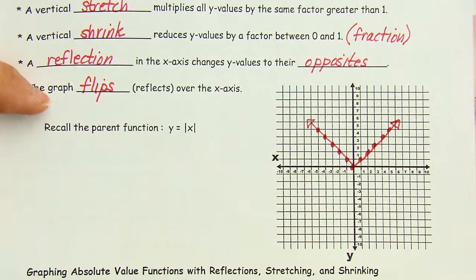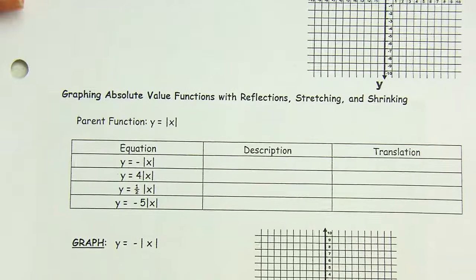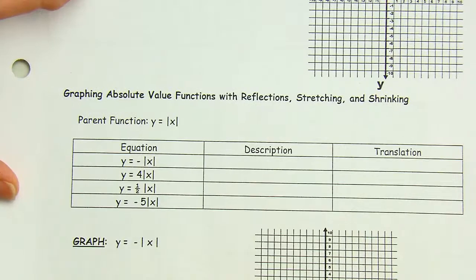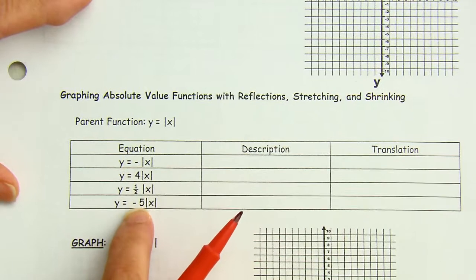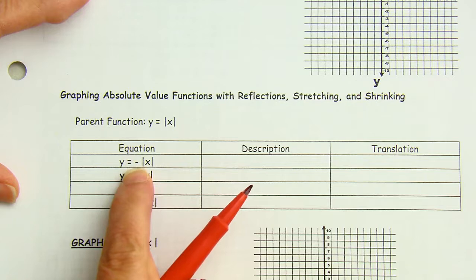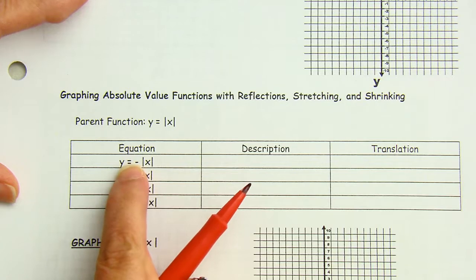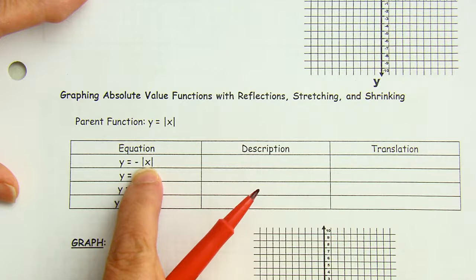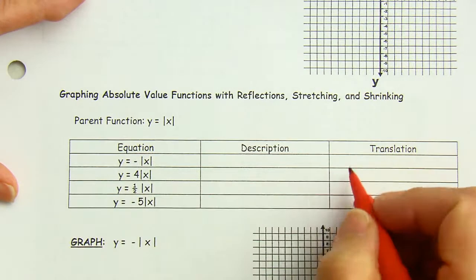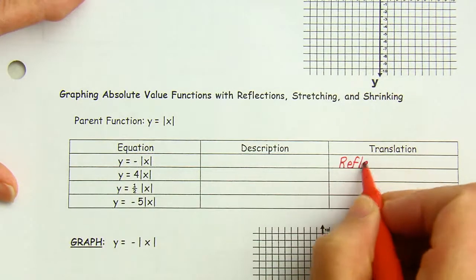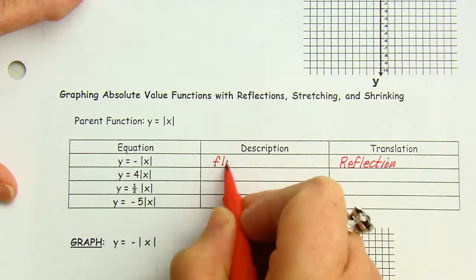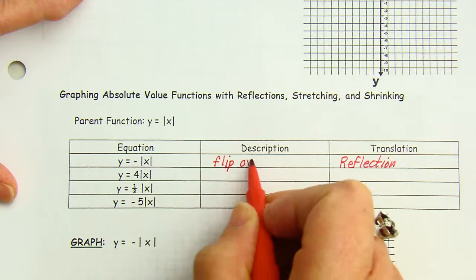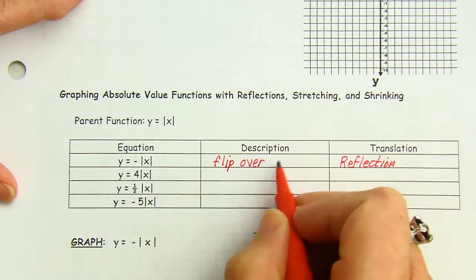Now, in this table on our note sheet, we're going to talk about what these mean here, like this 4, this 1/2, and then this -5. Of course, this one here, y is equal to the opposite of the absolute value of x. That's our reflection, so the translation here is called a reflection. And what the graph is simply going to do is flip over on the x-axis.